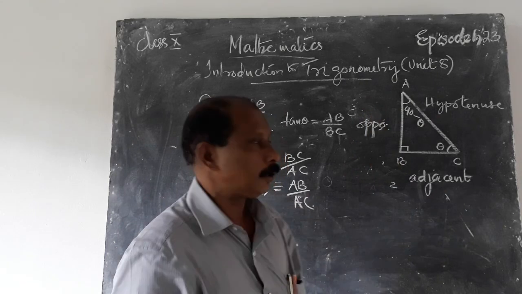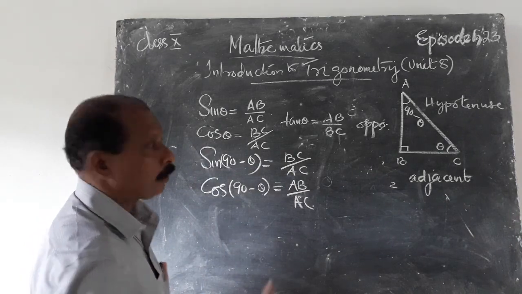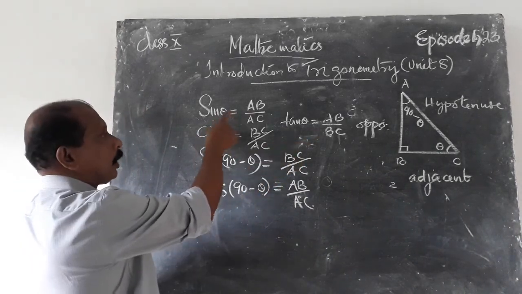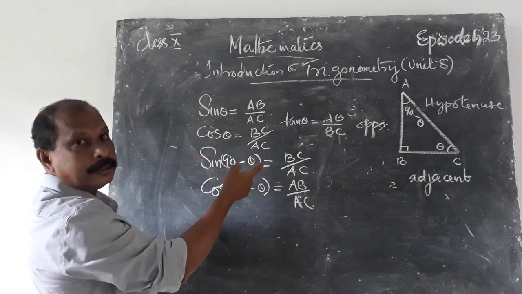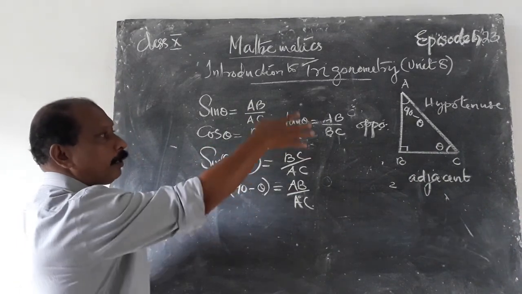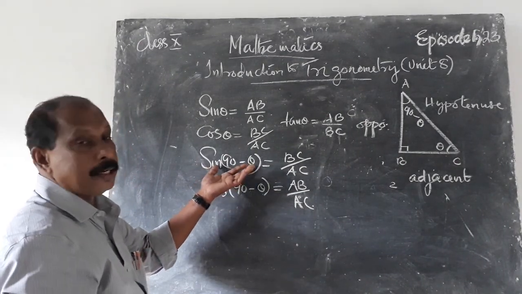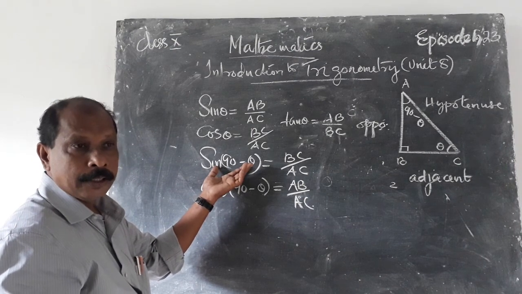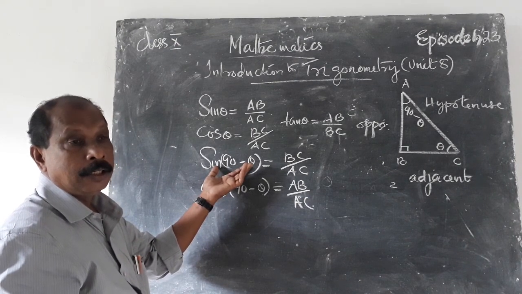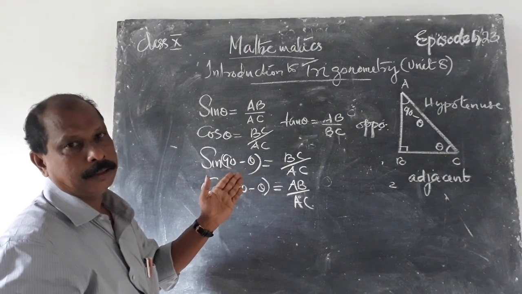The hypotenuse is always the same. The basic trigonometric functions, from the figure, are: sin theta is equal to AB by AC, cos theta is equal to BC by AC, and tan theta is AB by BC. Then for sin 90 minus theta, on the basis of the angle at A, which is 90 minus theta, the opposite side is BC and the other side is AB.